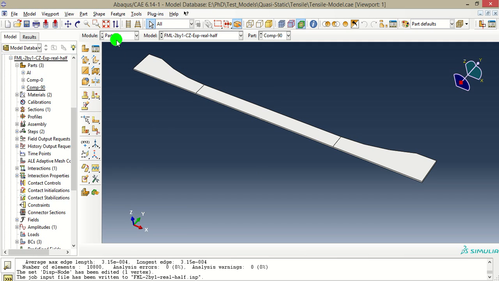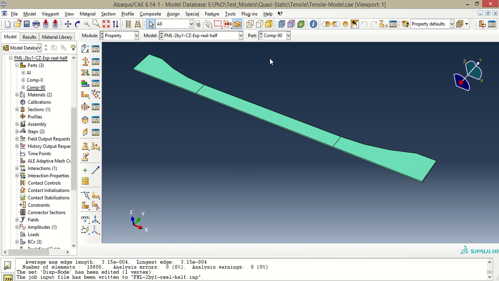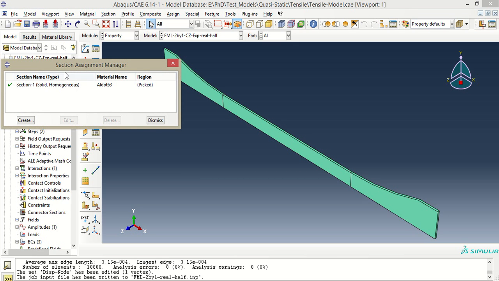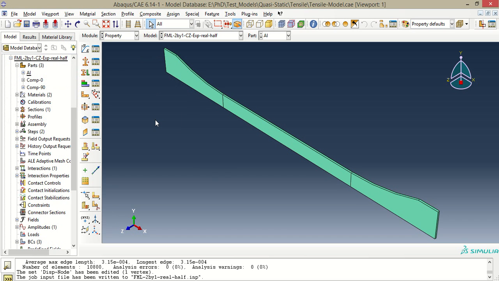Let's come to the property module. In the property module, we have given different properties to them. First of all, this is 2024 T3 aluminum. This aluminum has been given homogeneous solid properties, and I'll come to what the properties are. Considering it as an isotropic solid homogeneous material, the properties are given to it.